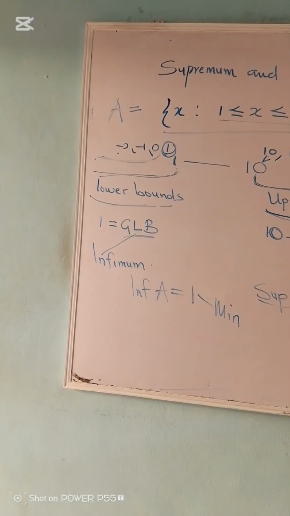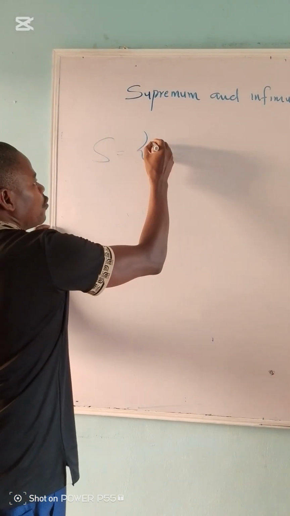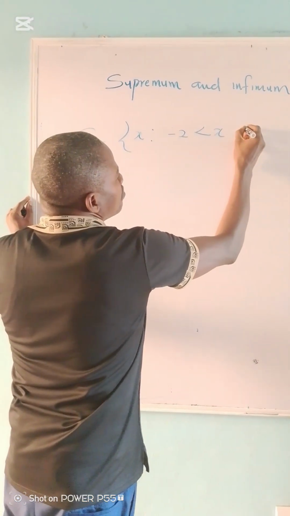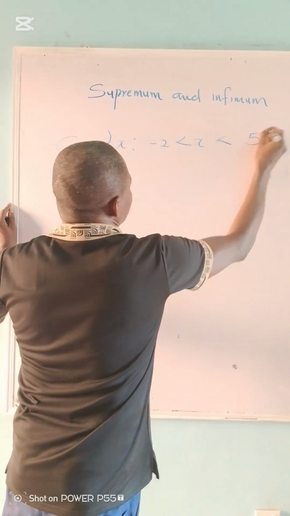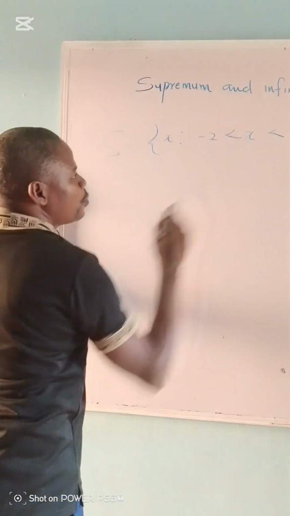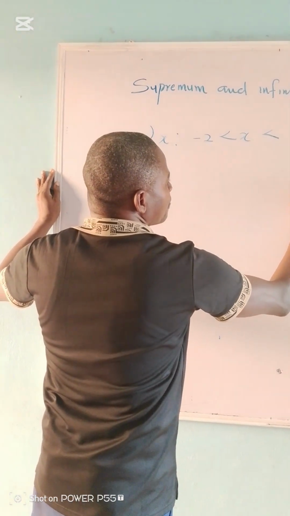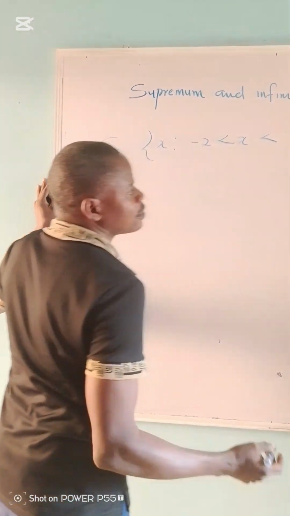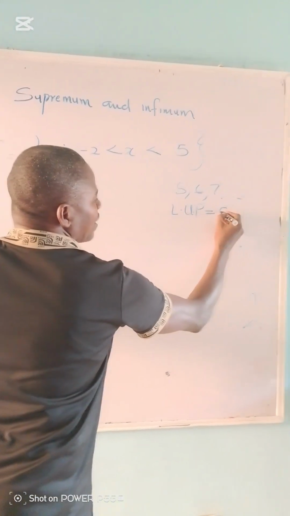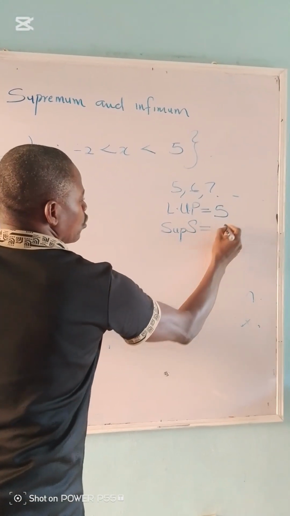Let me try to explain another example. Given another set S equal to the set of x such that, let's say, -2 < x < 5. In this case, for our supremum, the upper bounds are 5, 6, 7, and so on. So the least upper bound is equal to what? 5. Which means our supremum of S is equal to 5.